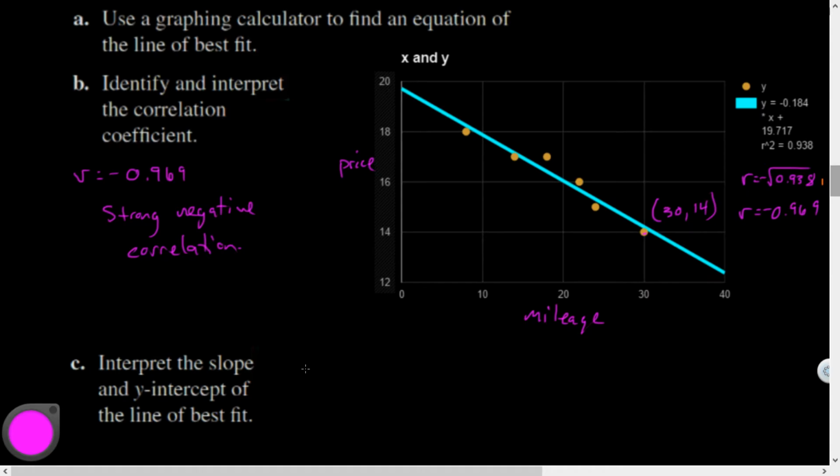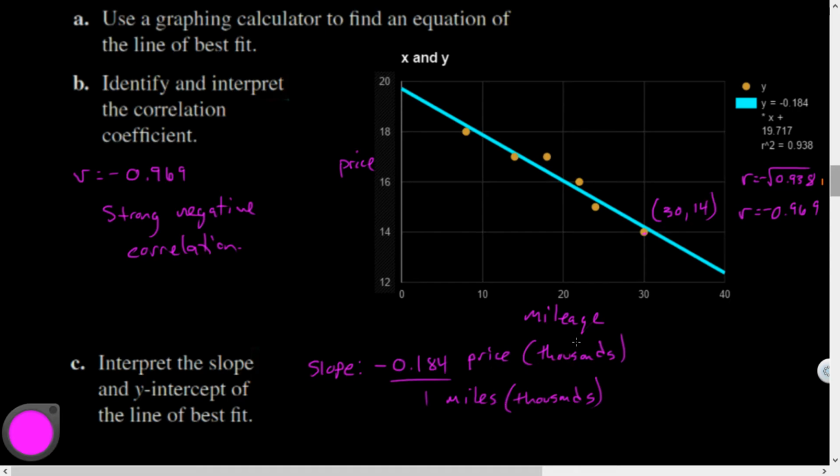Next, they asked me to interpret the slope. So what was the slope? The slope was y equals negative 0.184x. So the slope is negative 0.184 over 1. So what does that mean? Rise over run. Well, our x was in miles, measured in thousands, and our y was recorded in price, price in thousands. And what that means is that the price drops 0.184 thousand dollars for every 1,000 miles.